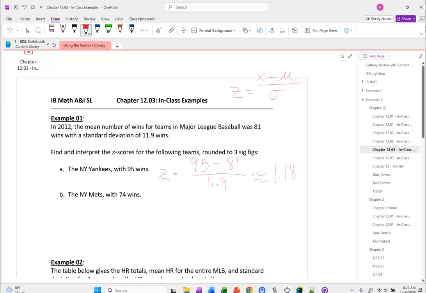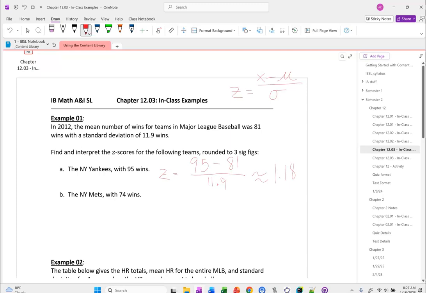Now interpret what that means in the context of the problem. That they have 1.18% more wins than the average. So not percent, not number of wins. What a z-score is telling you is the number of standard deviations that score or that observation is from the mean.